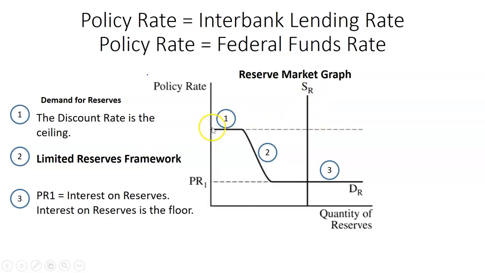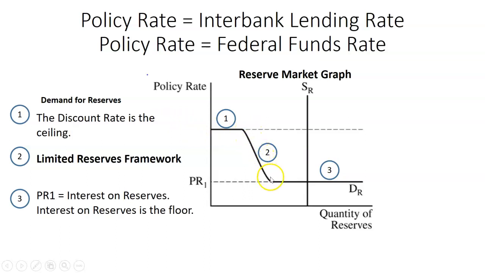In the first segment here, this upper portion, you have a horizontal part of the demand for reserves. This is where the discount rate is the ceiling. It's a ceiling because commercial banks will not demand any loans at a rate that is higher than the discount rate.